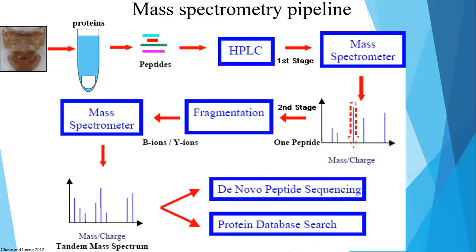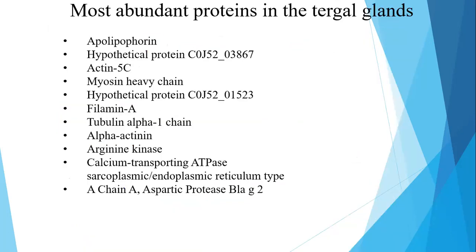And so this is the mass spectrometry pipeline, again, because I did this research on the Tergal gland tissues and not just the secretions. So for this manuscript, I dissected out the Tergal glands, homogenized the proteins, broke the proteins down into peptides, did high performance liquid chromatography, and injected them into the mass spectrometer in a similar cycle to what I did in the first manuscript. And after that, we were able to identify these proteins by using the mass spectrometer.